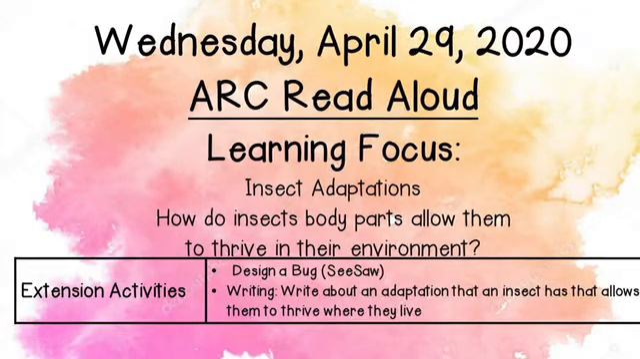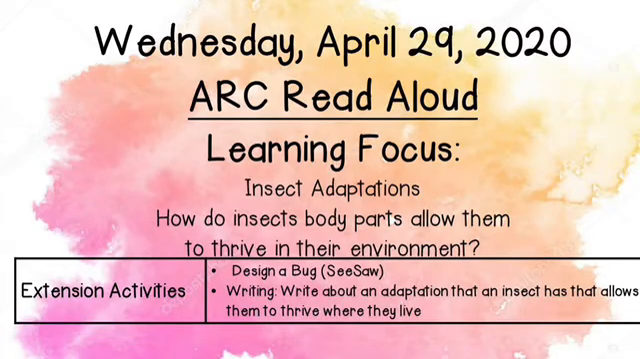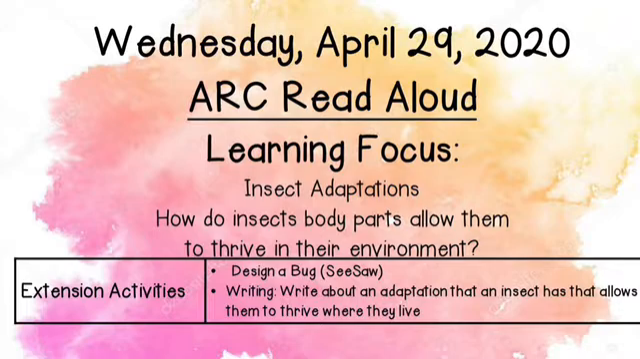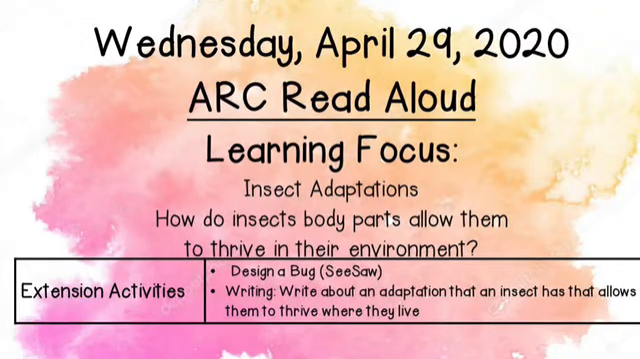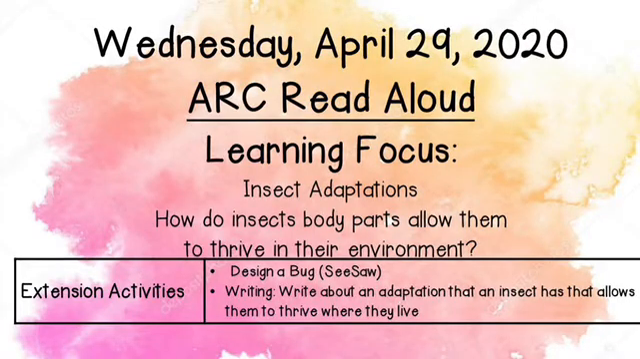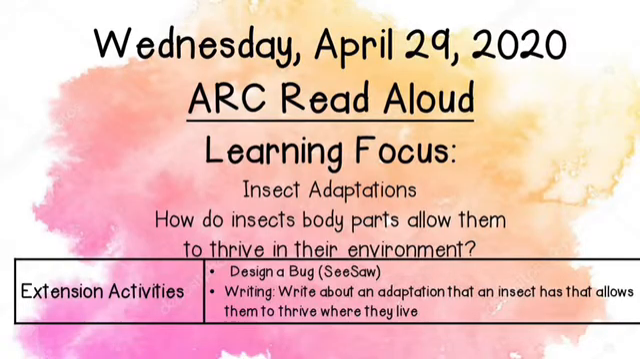At the end of this, you will have an activity to design a bug on Seesaw, and you'll also have a writing prompt. Today, I'd like you to try to write about an adaptation that an insect has that allows it to thrive where it lives. Remember, that's just a suggestion. If you want to write about something else, that's fine too. Let's get ready for our read aloud.